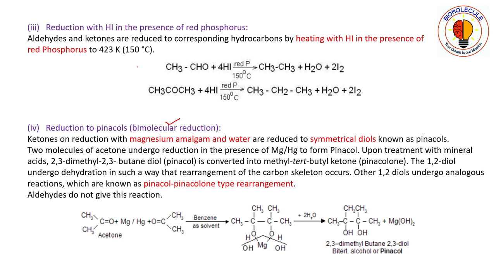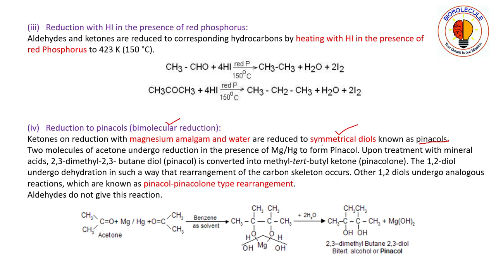Ketones on reduction with magnesium amalgam. So what is magnesium amalgam? That is a magnesium and mercury alloy. So ketones on reduction with magnesium amalgam and water are reduced to symmetrical diols known as pinacols. Two molecules of acetone undergo reduction in the presence of magnesium amalgam to form pinacol.